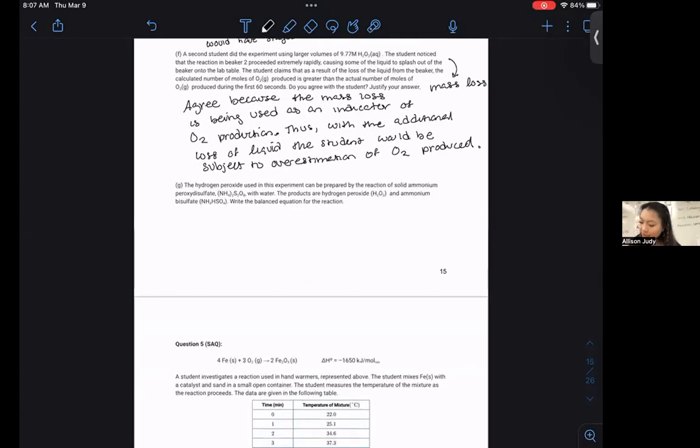Finally, G, the hydrogen peroxide used in this experiment can be prepared by the reaction of solid ammonium peroxydisulfate with water. The products are hydrogen peroxide and ammonium bisulfate, right? The balanced chemical equation for this reaction. So what we see here is that you would be given the reactants (NH4)2S2O8 reacts with, since it's solid, with water, liquid. Remember, there's no such thing as aqueous water. That's kind of weird. Just write liquid water, okay?